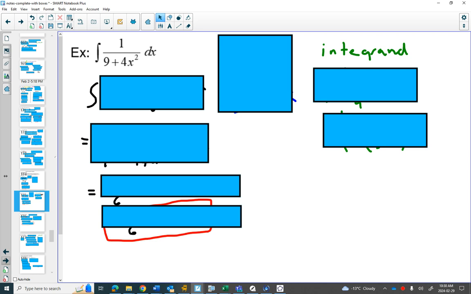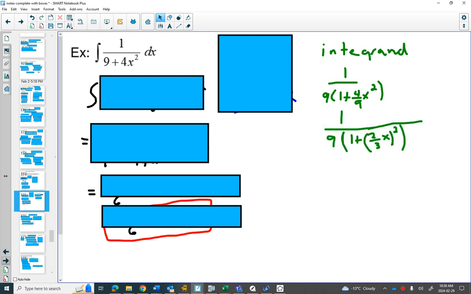So what are we going to do? We need to take this 1 over 9 plus 4x squared and factor out the 9 because we want a 1 plus. The formula has a 1 plus, so we need a 1 plus. And then my 4 over 9 x squared, my formula has a 1 plus something squared, so I need to rewrite the 4 over 9 x squared as 2/3 x, all squared.